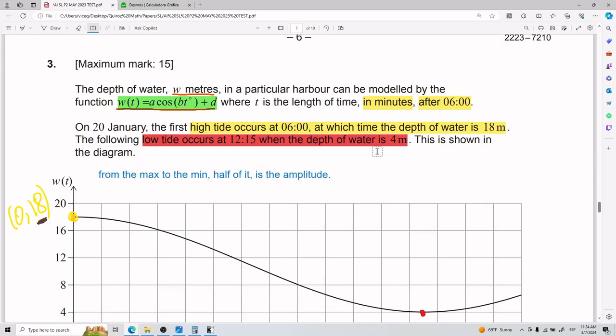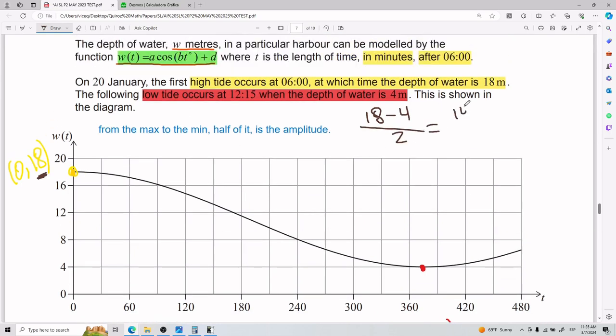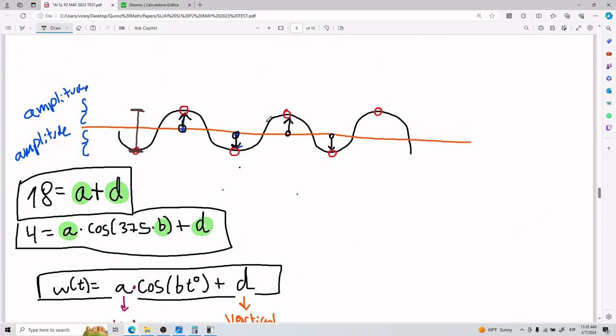So what is my max in this context? Well, it's 18. What is my minimum? 4. So from the max to the min, half of it is the amplitude. 18 minus 4 gives me 14, divided by 2 gives you 7. This is a general math rule that you can do. It works in cosine always.